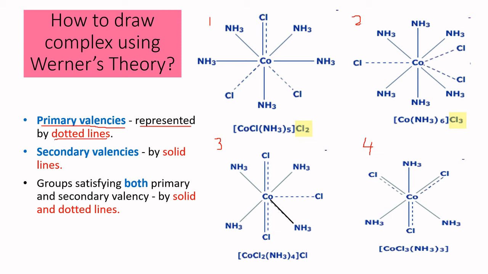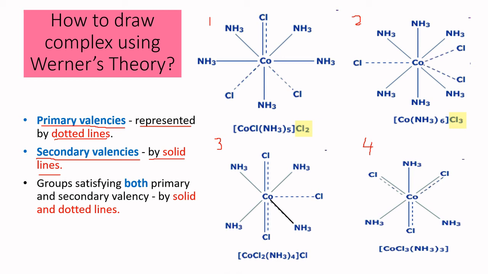And when you draw a connection to a ligand, which is also represented as a secondary valency, it is normally written using solid lines. And if a group satisfies both primary and secondary valency, they are represented by solid and dotted lines together. Okay, let's take a look at example number 1 here.